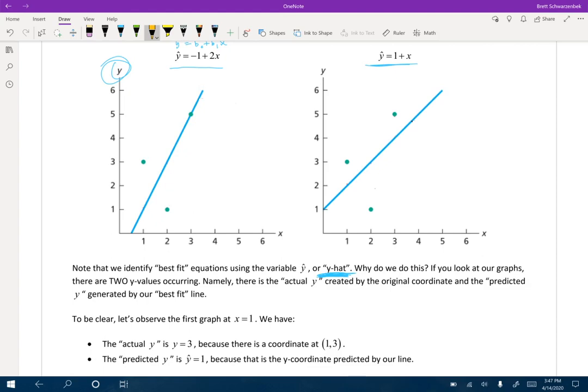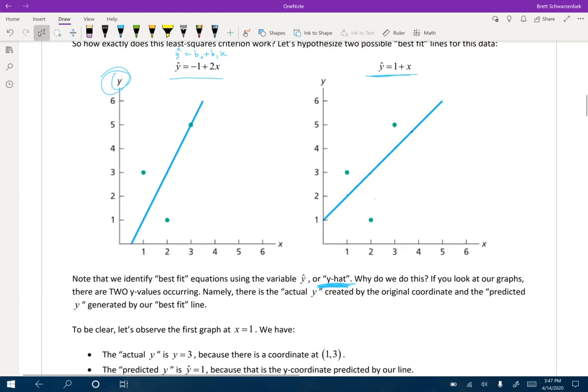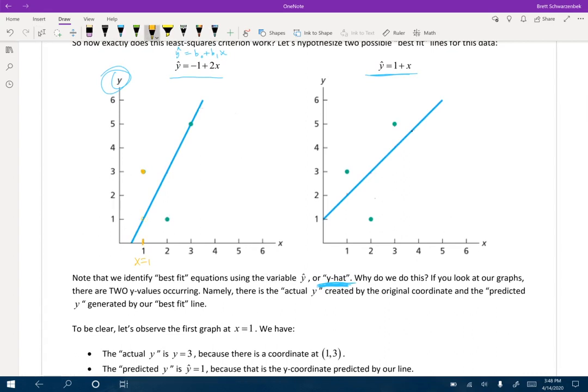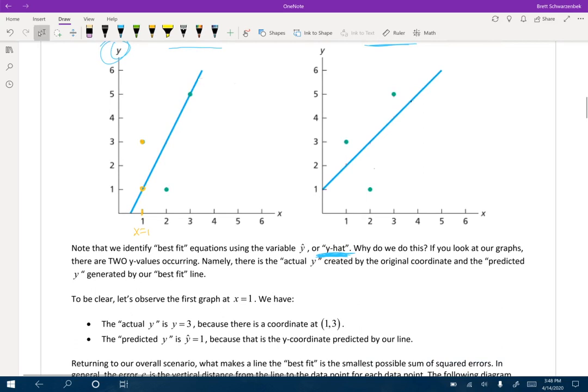So just for example, look at the first graph at x is equal to 1, which is right here. If you look up on the possible values of y, you can see the coordinate y, which is right here, for the coordinate. But isn't there a value of y also on the regression best fit line? So the key is understanding that this value here, which is the point, is called the actual y, actual.